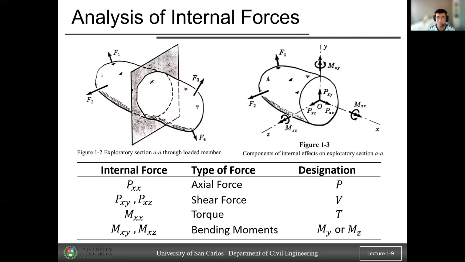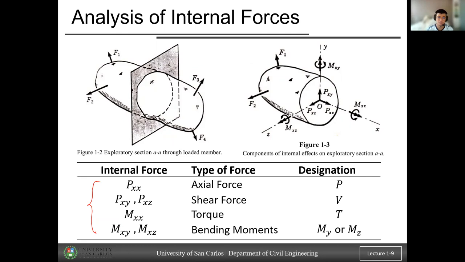Okay, so this is the example again for the cutting plane with the corresponding internal forces. This is just an overview of what will happen if we try to analyze the internal force of the material. Usually we have four, depending on the force acting on the material. Let's say you have all the forces present in your material, meaning all four internal forces are present.